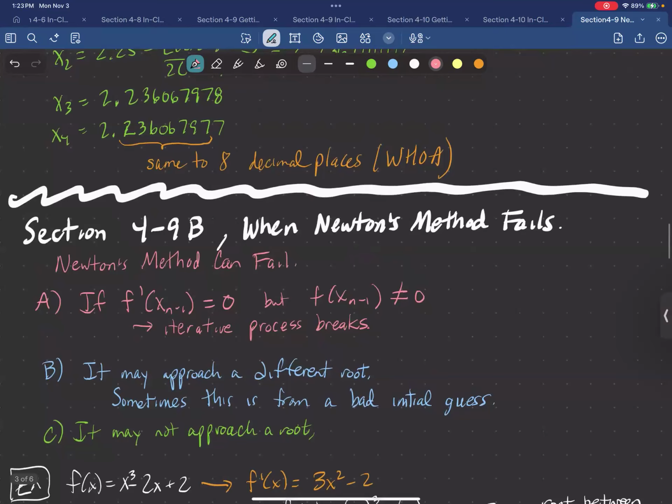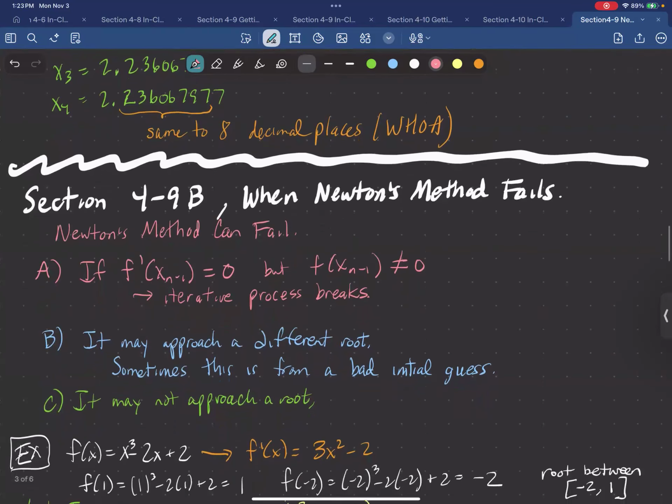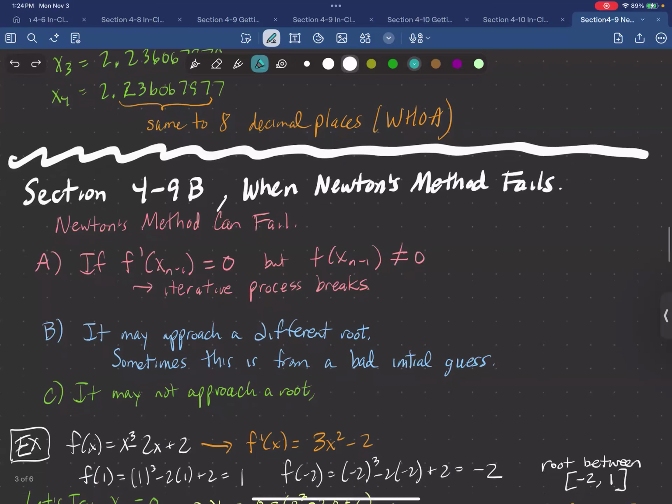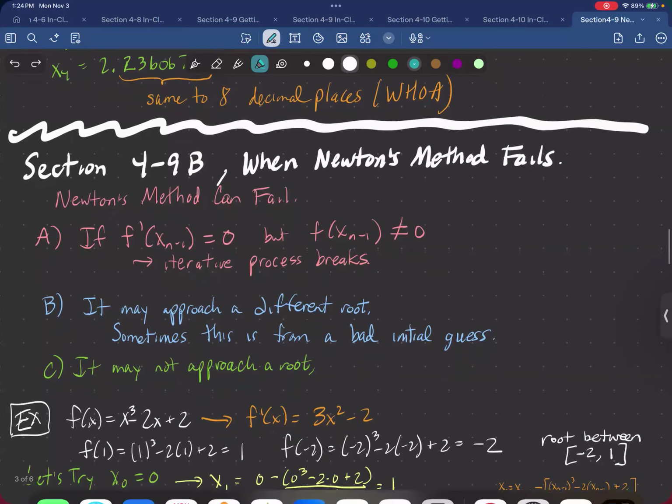If we do f of x equals x cubed minus 2x plus 2, f prime of x is 3x squared minus 2. And if we do f of 1, we get 1. And if we do f of negative 2, we get negative 2. Which means there should be a root between 1 and negative 2. Okay? So between negative 2 and 1, 0 is an easy number to start with. So I started with 0.